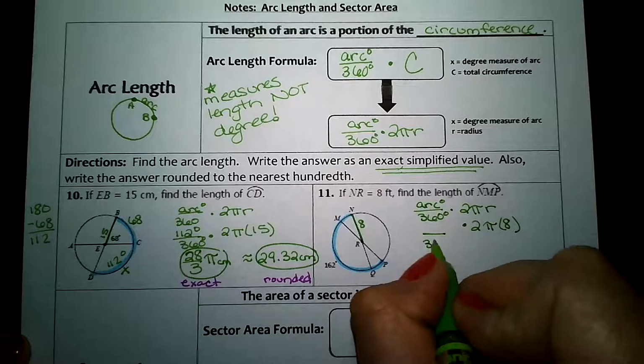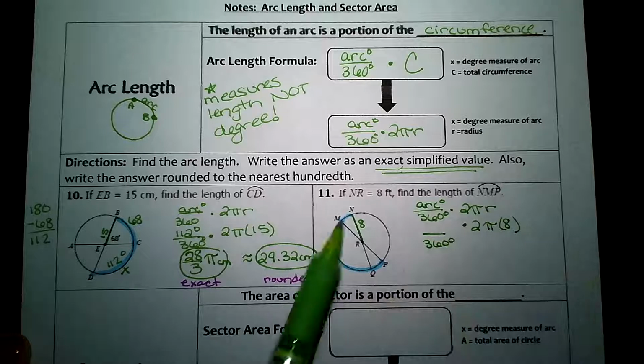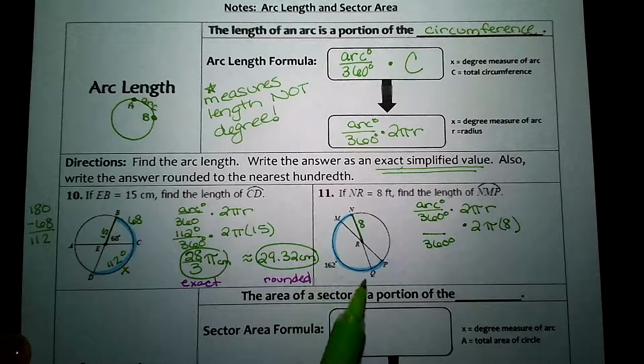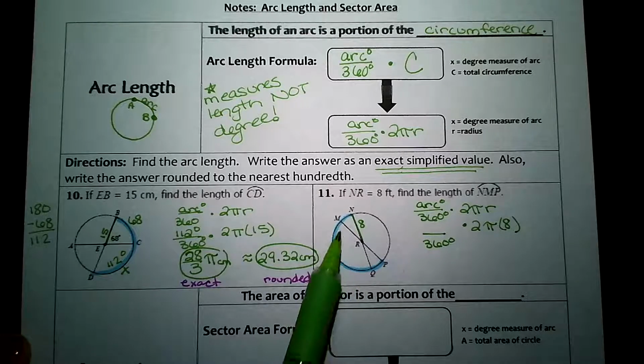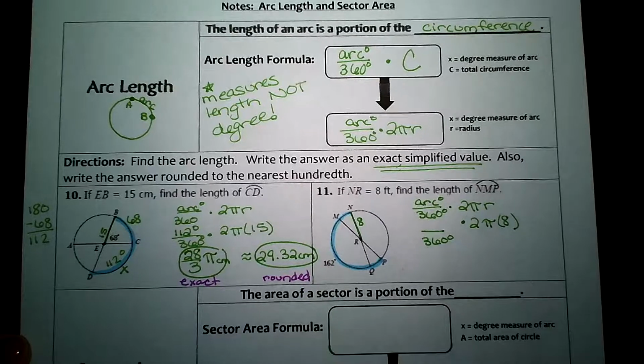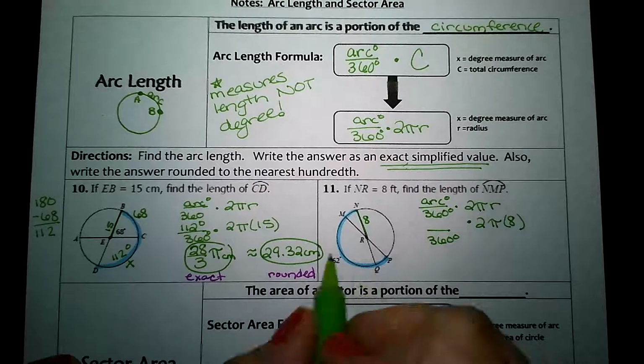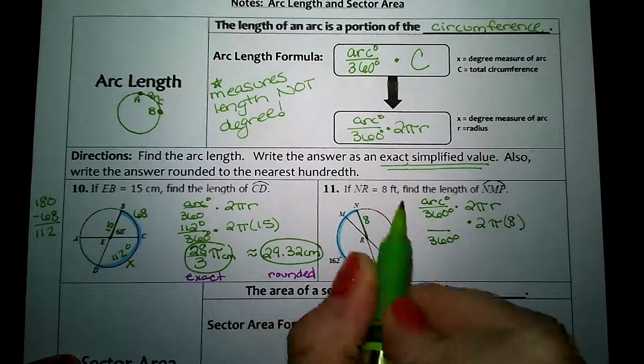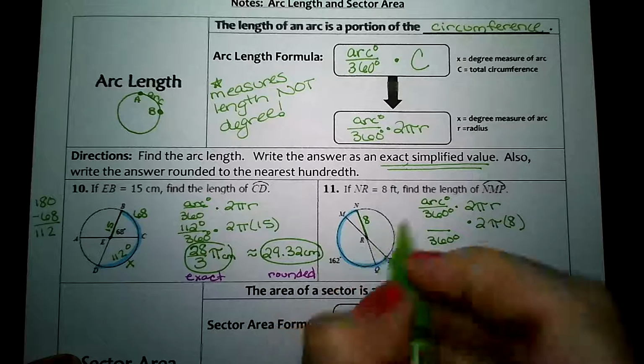We have not been given our arc degree for this full blue arc that I've highlighted. We have been given 162 degrees from M to Q. So we have a little bit more work to do. Let me reason through this with you. If M to Q is 162 degrees, then so is N to P.